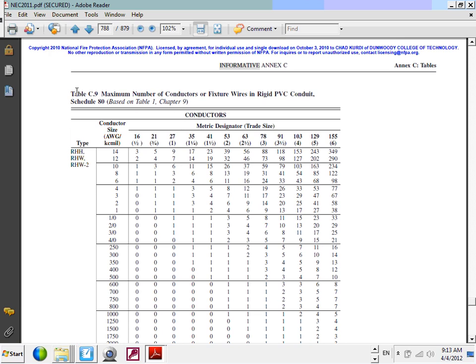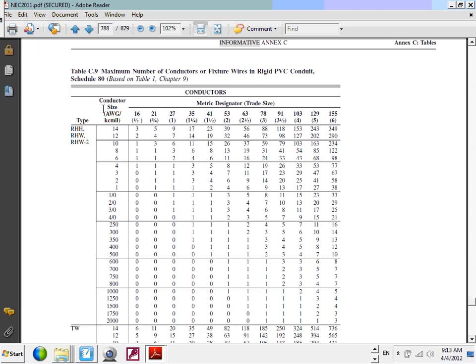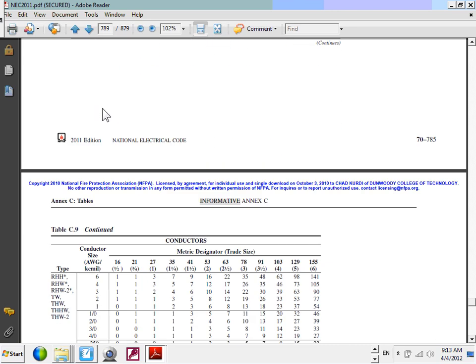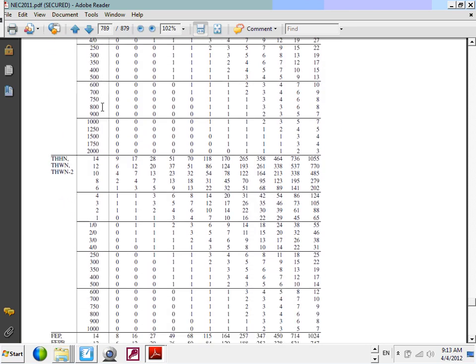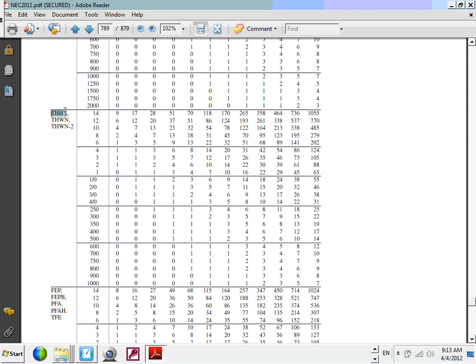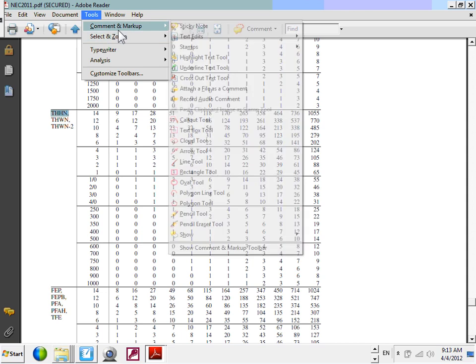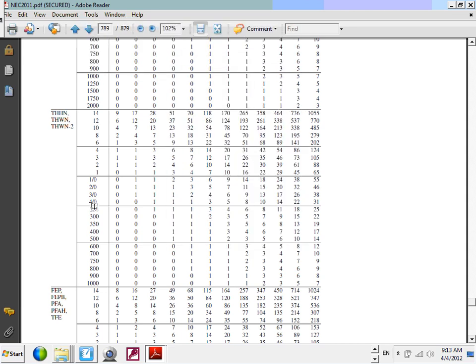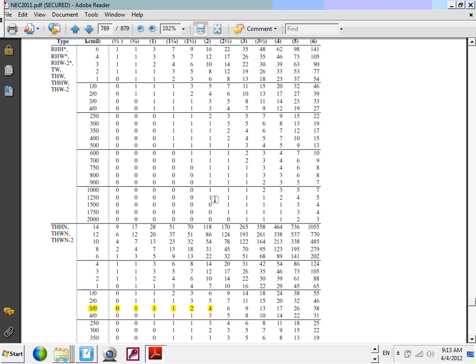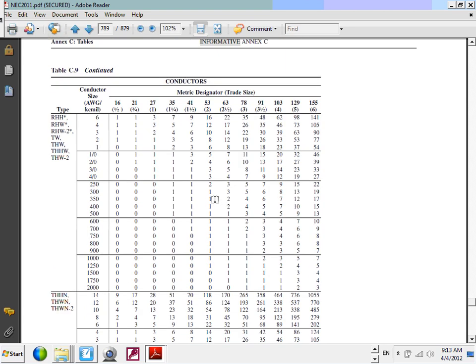Here's C9: maximum number of conductors in rigid PVC conduit Schedule 80. I have THHN, so I'm going to go all the way to THHN. Here's my THHN. Can you guys see where the THHN is here? Everybody can see that. And how many conductors do I have? Let me grab my highlighter here. So here's my THHN. I need 4 of them. That's 2 inch all the way. It gives you 2 inch.